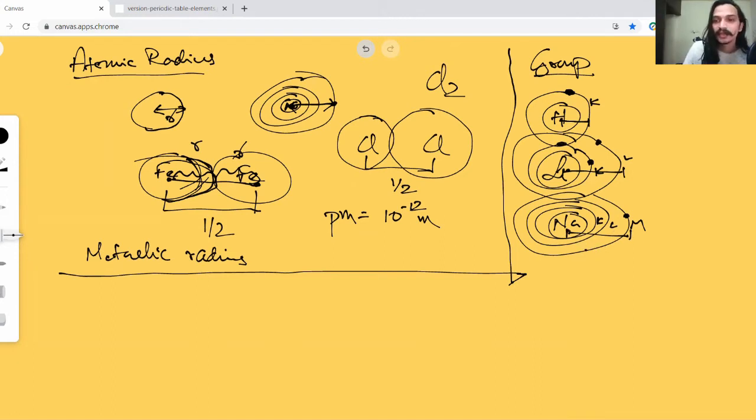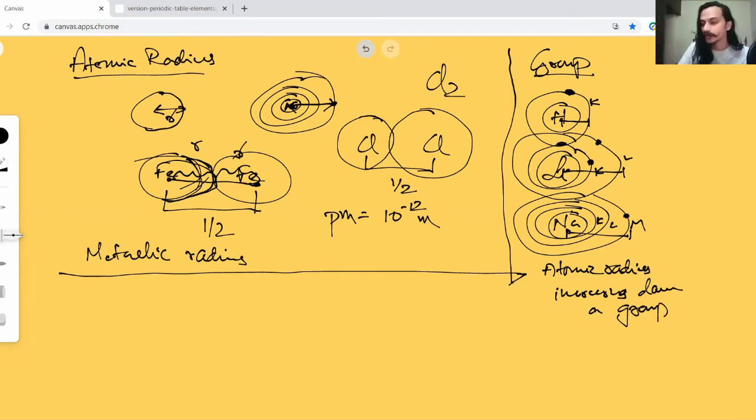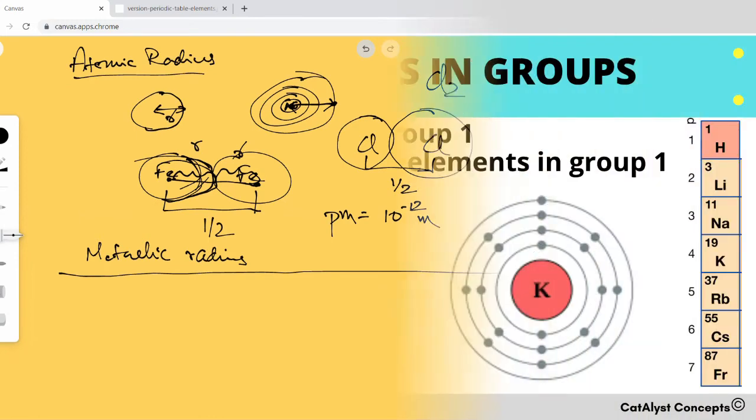So this way we know that as we go down a group, the size of the atom will keep on increasing. So when we go down a group, we can say atomic radius increases down a group. Below sodium, potassium is bigger, rubidium bigger, cesium is the biggest atom that you'll find in that whole series.